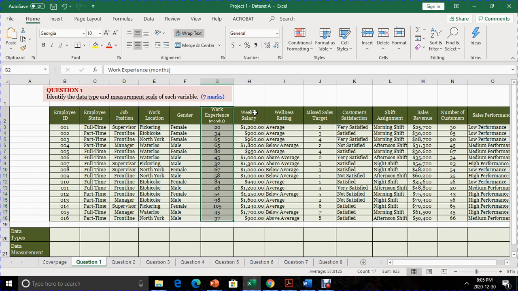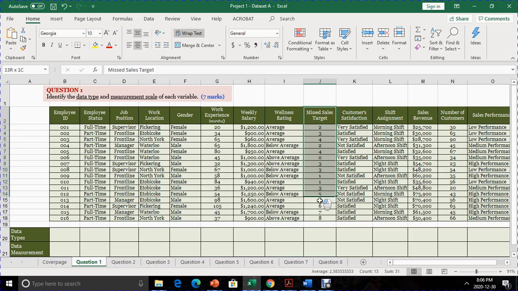And then the next question deals with the weekly salary of the employees, followed by the ratings in terms of their wellness. The wellness ratings were measured as average, below average, or above average, basically how well the employee is.